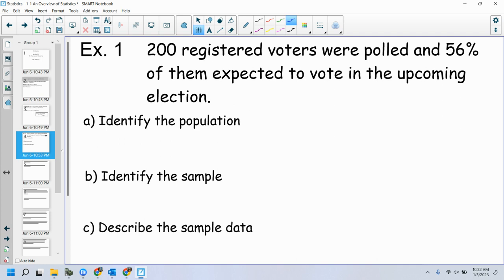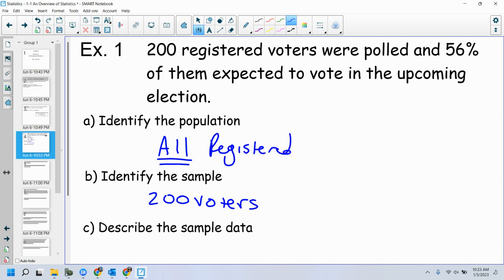200 is the sample. I sampled 200 voters. What is the population that 200 is representing? All registered voters. That's why I make a special point to say all registered voters. Not just the 200 that I sampled. Yes, I did sample 200 of them, and they are representing the entire population of all registered voters.